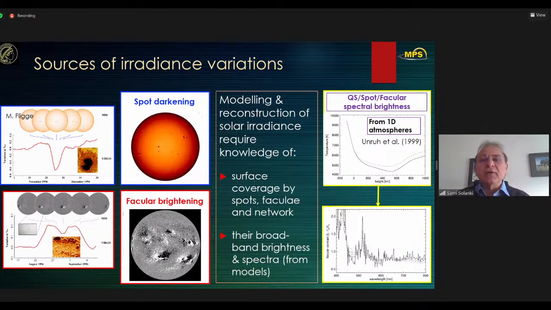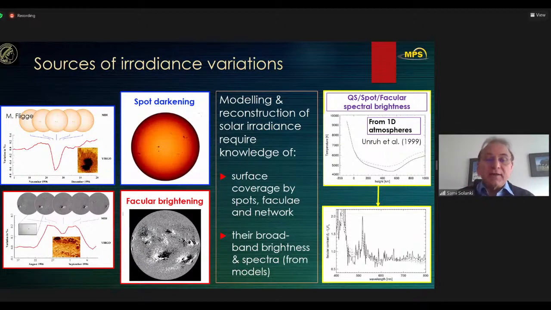So you need to account for spot darkening and facular brightening to reproduce irradiance on timescales of a day and longer. For that, you need the coverage by spots and by faculae. You can do this in different ways. For spots, you can take images in white light of the sun if you have them. When you go much further back in time, you only have sunspot number or sunspot area globally. If you go even further back in time, then you have to start using the cosmogenic isotope results that Hidya was presenting, or the sunspot number derived from there.